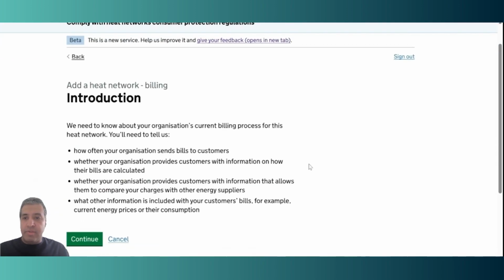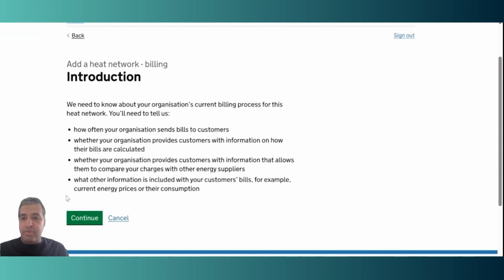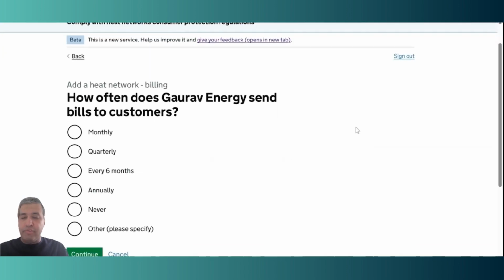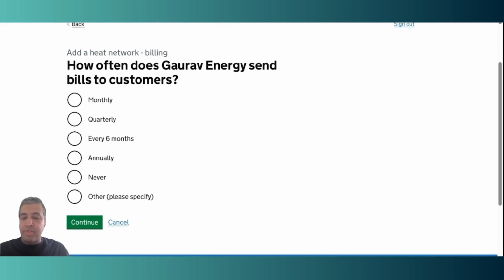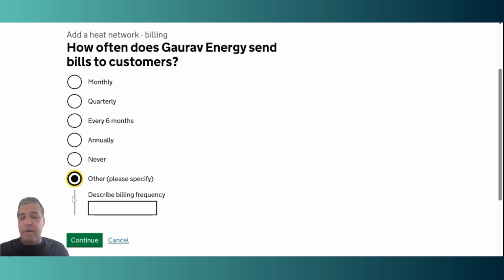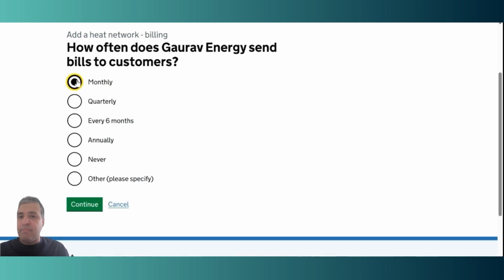Scrolling to the bottom there, we get to the billing section here. Selecting that. So again, go to the introduction page, hitting continue. We then get asked how often does the organisation send bills to customers. In this case, we'll say monthly, but as you can see, there are a wide range of options there. And if something doesn't meet your needs, there is another option, which gives you the option to provide your own detail. But to keep things simple, we'll just say monthly on this one.